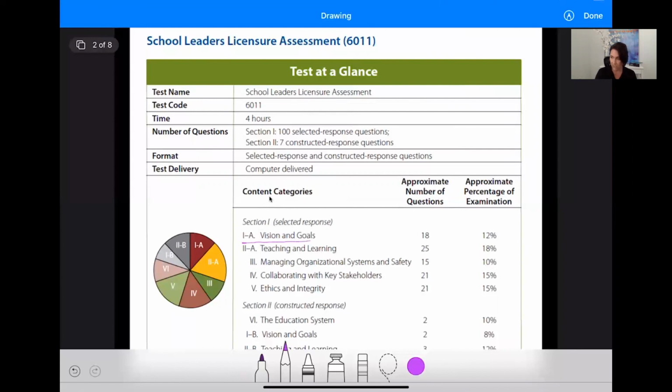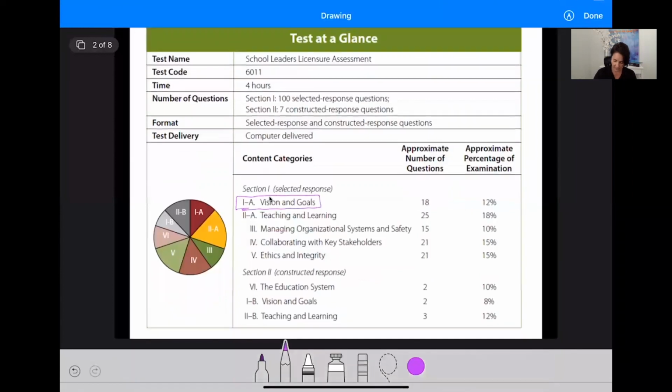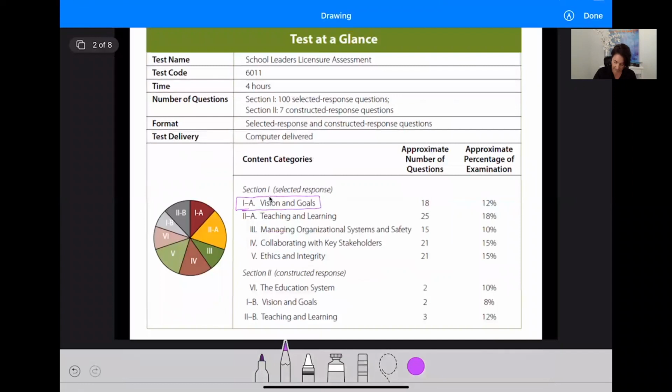Now, when you take a look at the blueprint, you can see that it has outlined basically how many questions on the exam you're going to see for each particular thing. And then this section 2 here is your written response. We're not going to talk about that today. We're going to talk about section 1A. But we will have more videos on section 2 and the writing. So don't worry about that. But today we're going to focus on this.